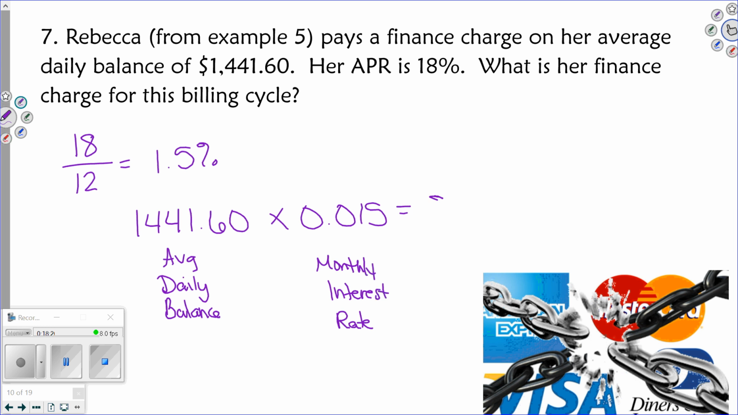So that month, she's getting charged an extra $21.62. You might think, 20 bucks, that ain't that bad. But what happens the next month? And the next month? And the next month? Every month that you keep a balance on your credit card, they charge you another fee. Every month. It's your average daily balance multiplied by your monthly interest rate. Okay, it adds up over time. Questions here?